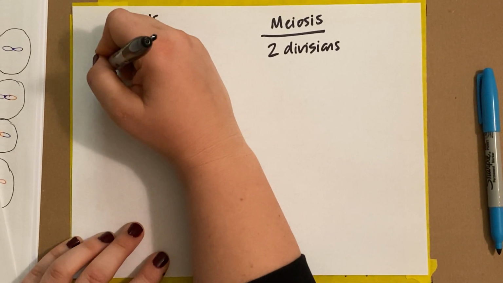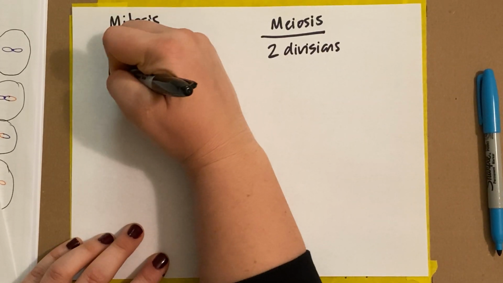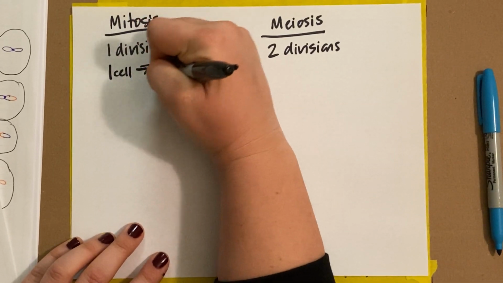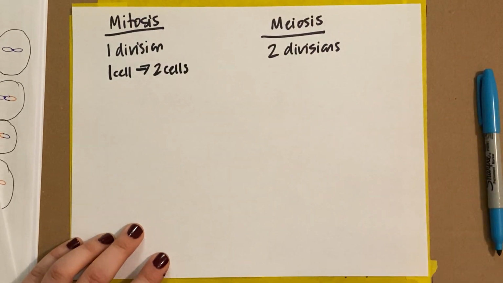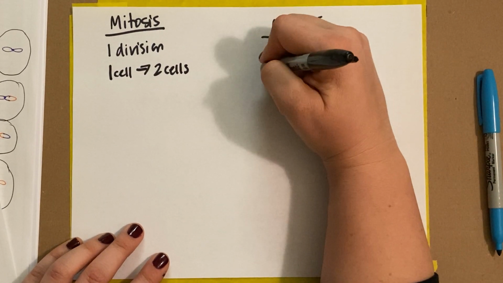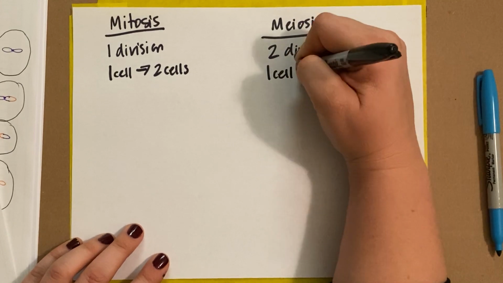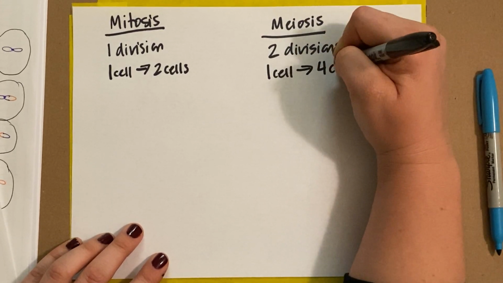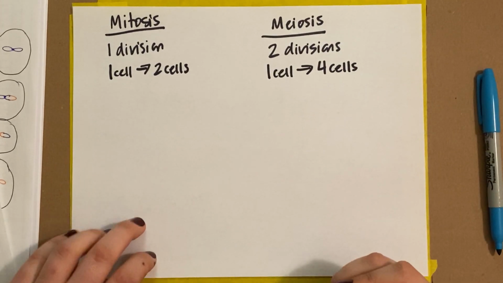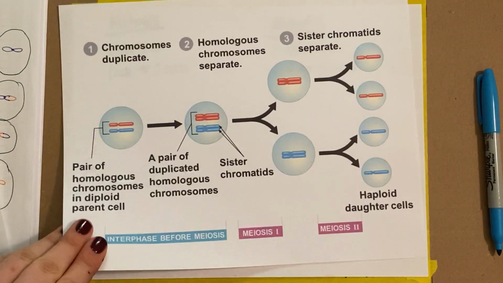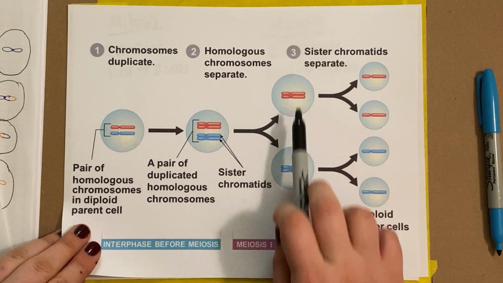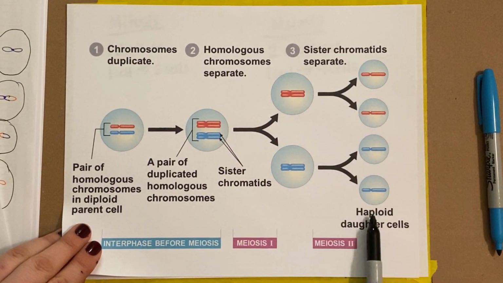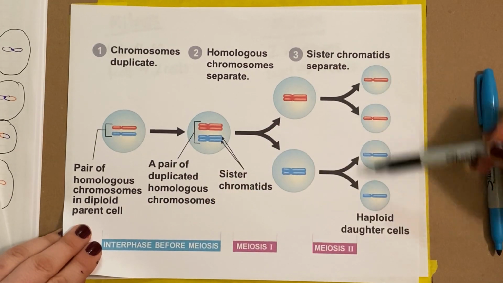We're going to start with 1 cell, and we're going to end up with 2 cells in mitosis. In meiosis, we're going to start with 1 cell, and we're going to end with 4 cells. Okay, because we're going to go through the process twice. So we have one cell going to two cells, and then those are going to split up. So we ultimately start with one, we end up with 4.